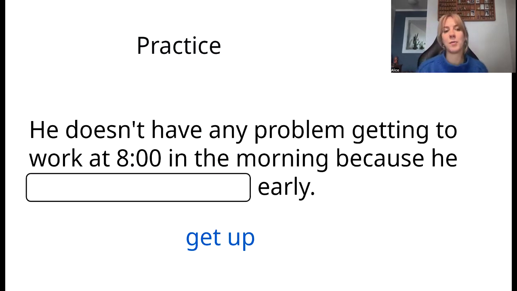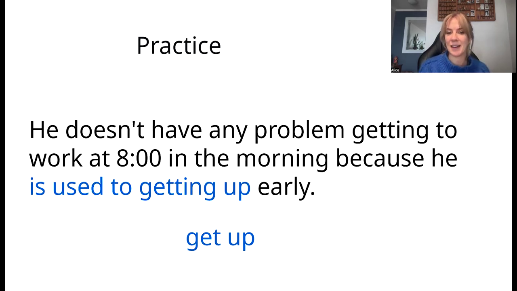He doesn't have any problem getting to work at 8 o'clock in the morning because he early. I think again, we're trying to say that he is accustomed to. So we need to use he is used to getting up early. And just notice that to make get a gerund, we need to add another T, G-E-double-T-I-N-G. He's used to getting up early. He's accustomed to it. How did you do? All right.